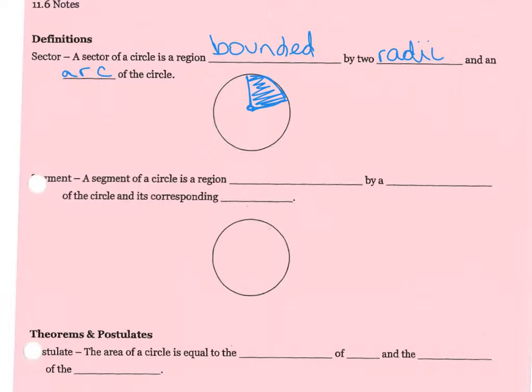A segment of a circle is a region bounded by a chord of the circle and its corresponding arc. So here's your chord, and then the corresponding arc would be here, so this would be the segment of the circle.